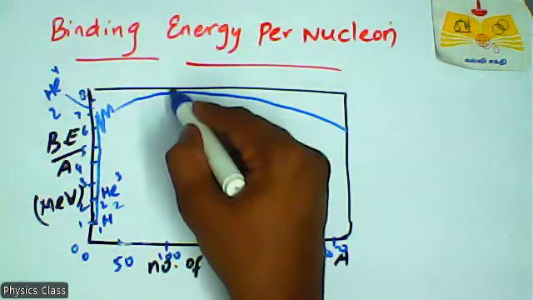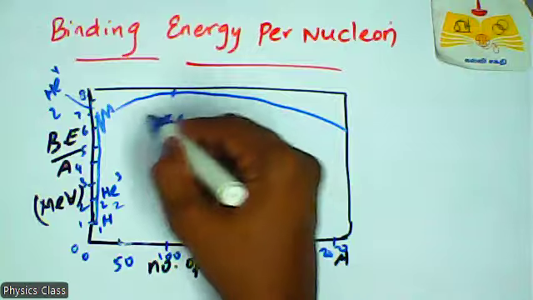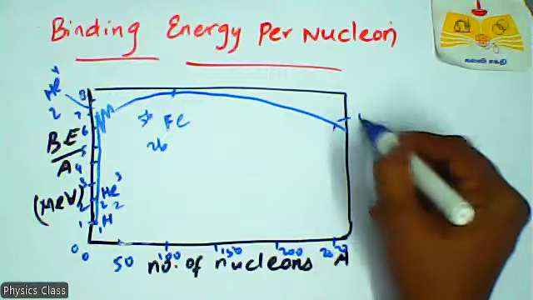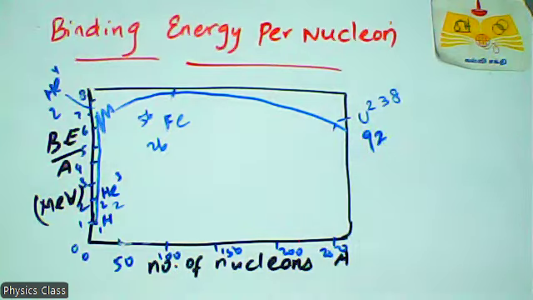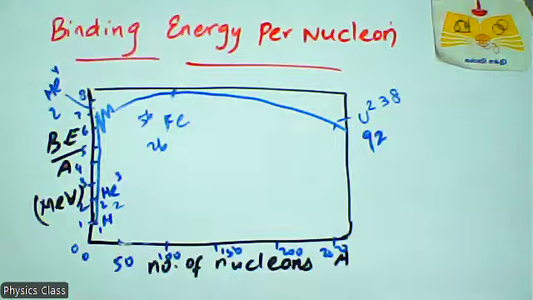This is the maximum position, and at that position the element iron is there, iron-56, 26. Here uranium is there. Uranium-238, 92, is the most unstable nucleus. Uranium-238 always decays into components like plutonium and uranium-235, because it is the most unstable. Strontium, plutonium, gold are also on the graph. So this is a binding energy curve.